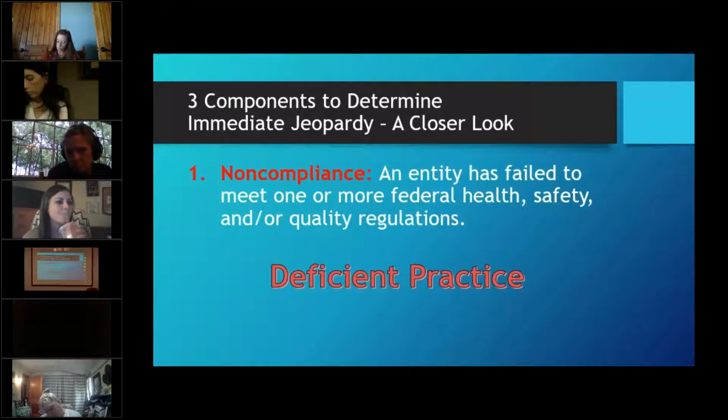Okay, non-compliance. We're going to talk about that first. It's when an entity has failed to meet one or more federal health, safety, and or quality regulations. If they are non-compliant with one of those, that equals deficient practice. Therefore, a tag would be cited for that deficient practice.